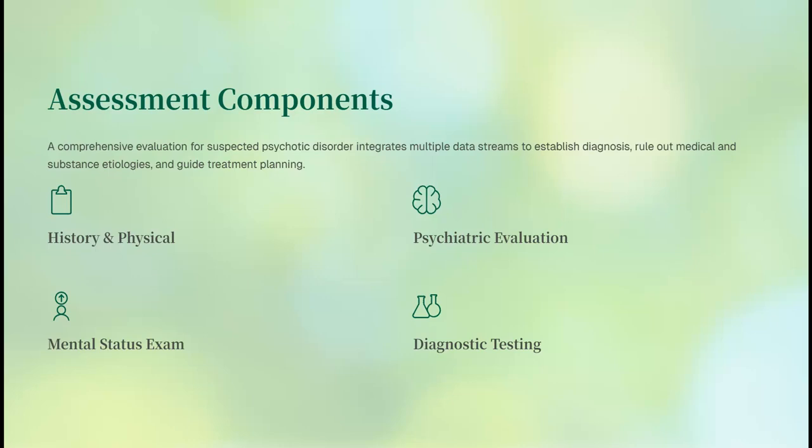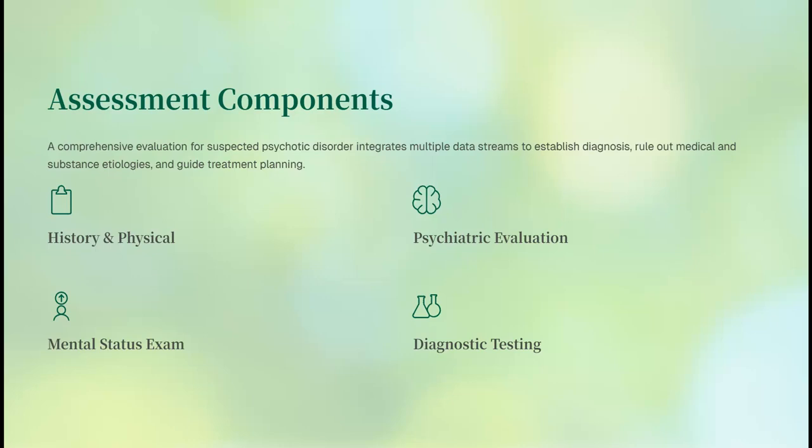So a comprehensive assessment requires multiple different sources to diagnose psychotic disorder. You're going to rule out medical and substance causes, and you're going to plan treatment. So for the history and physical, get complete psychiatric and medical history, including family history of psychosis, any substance use, and the timeline and when symptoms started. Do not skip the neurological exam. That's important.